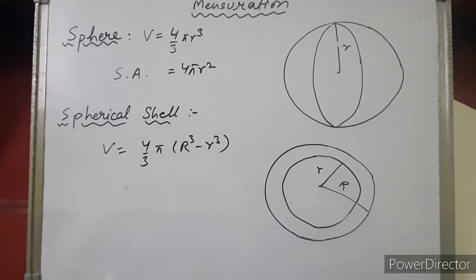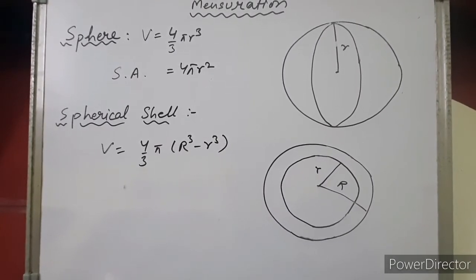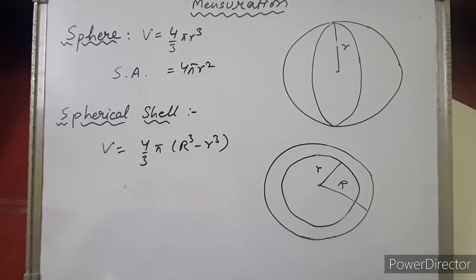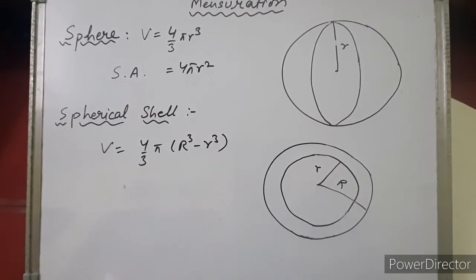Children, today we will be studying the third exercise of mensuration. In this exercise, we will be solving the sums which are related to the sphere, spherical shell, hemisphere and hemispherical shell. So let's do the revision of the formulas of sphere and hemisphere that we have studied.